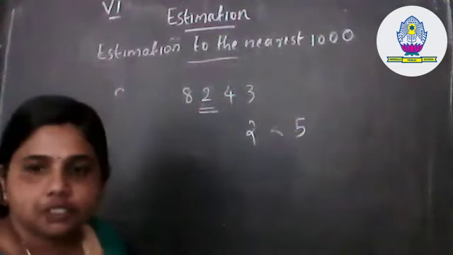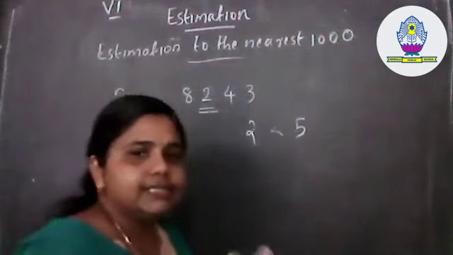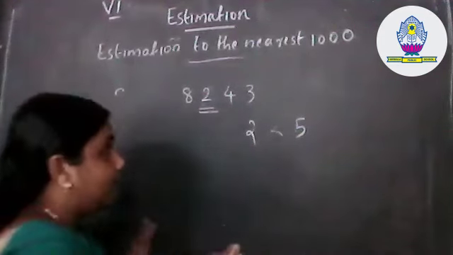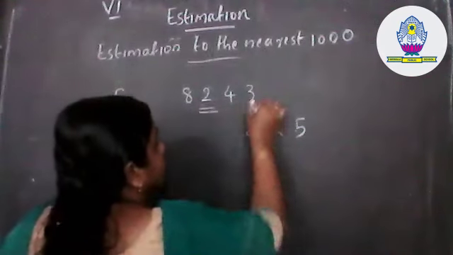So the digit in the hundreds place is 2, which is less than 5. So replace the last 3 digits with 0.